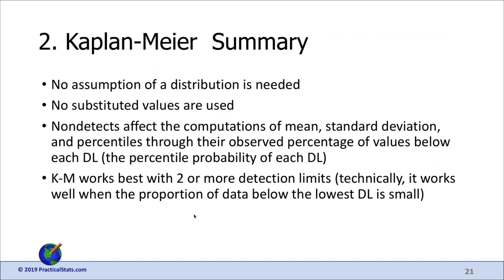So Kaplan-Meier does not assume a distribution. That's good generally. No substitution is used. That's very good. Non-detects affect the computations of the mean, standard deviation and percentiles through the observed percentage of values below each detection limit, and how it redistributes that probability down to the other detected values underneath it. It works best with more than one detection limit. Technically, it works well when the proportion of data below the lowest detection limit is small. That's really the critical issue.